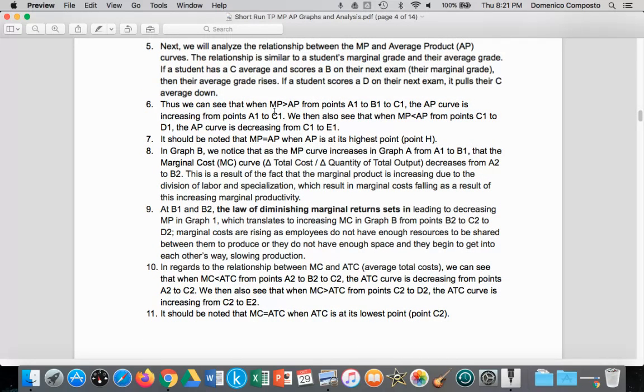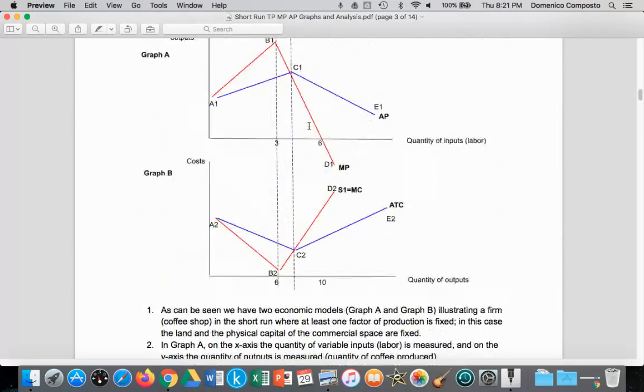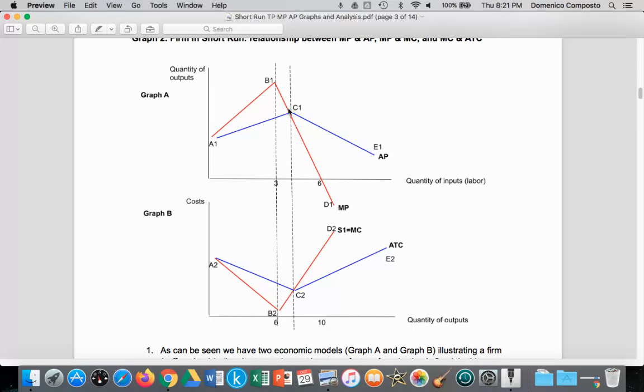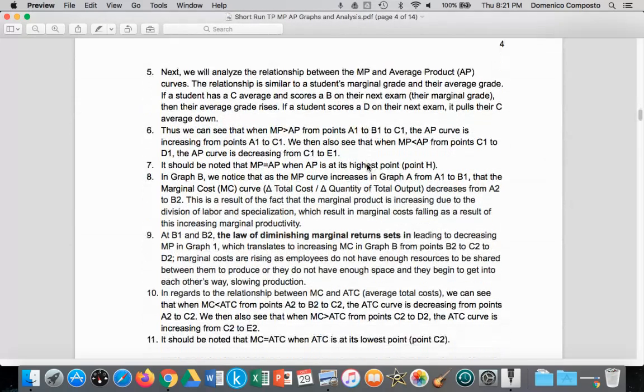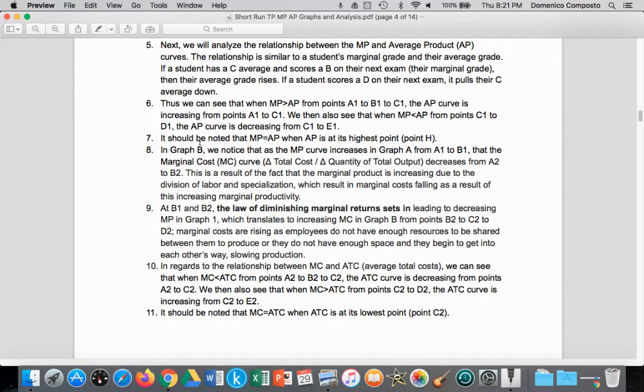Thus, we can see that when the marginal product is greater than the average, from points A1 to B1 to C1, the AP curve is increasing from points A1 to C1. But then we also see that when the MP is less than the AP, from point C1 to D1, the AP curve is decreasing from C1 to E1. So this is similar to the previous video. A1, B1, C1, MP is greater than average, so the average is being pulled up. And then from C1 to D1, MP is pulling the average down. All right, it should be noted that the MP equals AP when AP is at its highest point, point H.